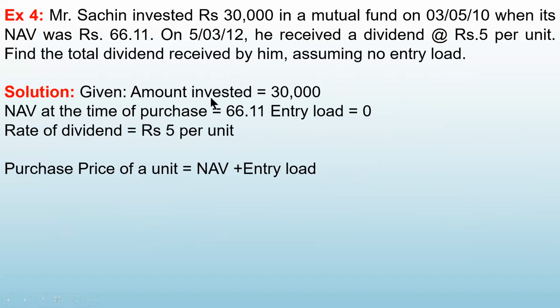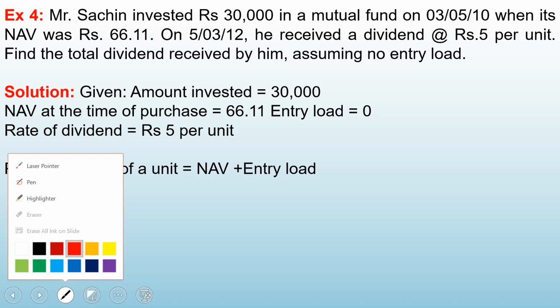So what is given to you here? Amount invested is 30,000 and NAV is 66.11. There is no entry load, and the rate of dividend is given to you. You have to find out how much dividend he has received. For that, you must know the rate of dividend given here: 5 rupees for a unit. 5 rupees on one unit.